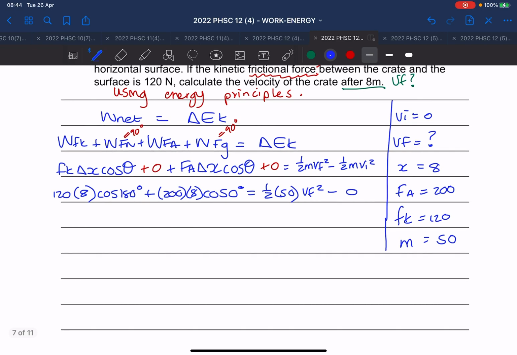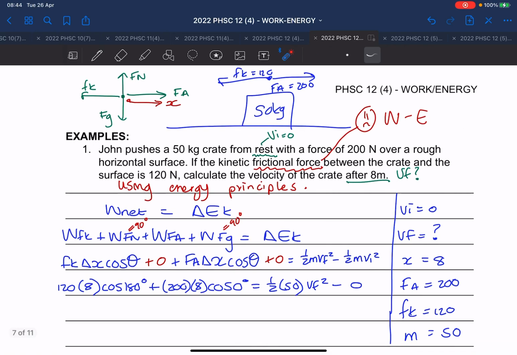Okay, can I speak? Right, few things that I want to go through. Between the friction and the displacement, the displacement is forward, friction is back. So the angle between them is 180. Between the applied force and the displacement, they're in the same direction. So the angle between them is zero. Then we want the final velocity. And they say it starts from rest. So the initial velocity is zero. So this whole thing becomes zero.